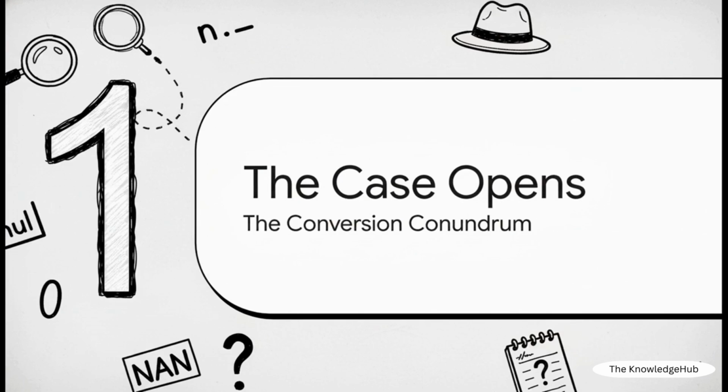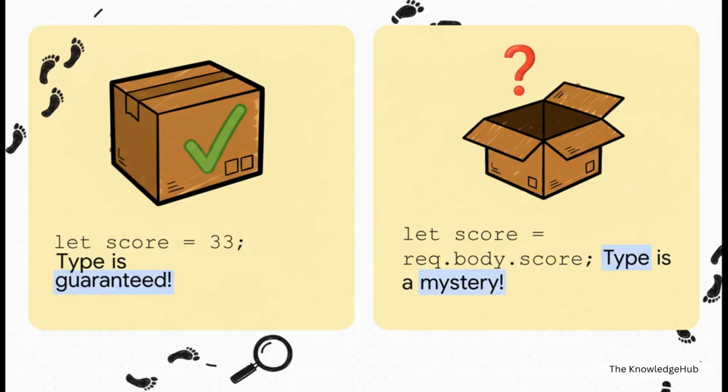Well, the first clue is all about where that data actually comes from. So check this out. On the left, when you write something like let score equals 33, you know exactly what you're getting. It's a number. Simple. But on the right, when you get data from somewhere else, say a user fills out a form or you get it from an API, that guarantee just vanishes. What looks like a number might actually be the string 33. And that, my friends, is where the trouble starts.